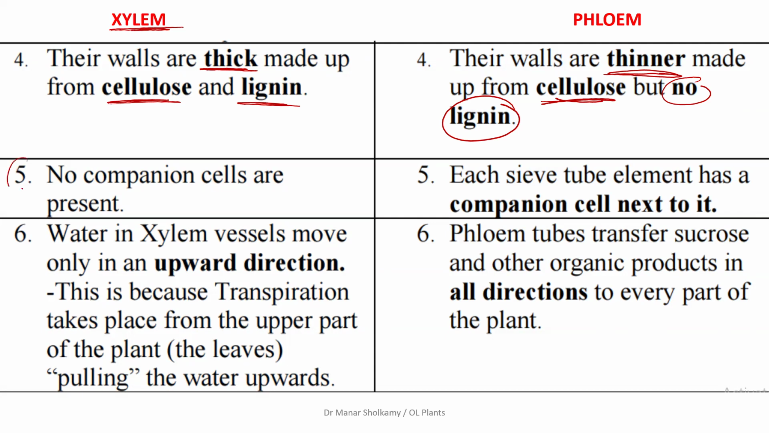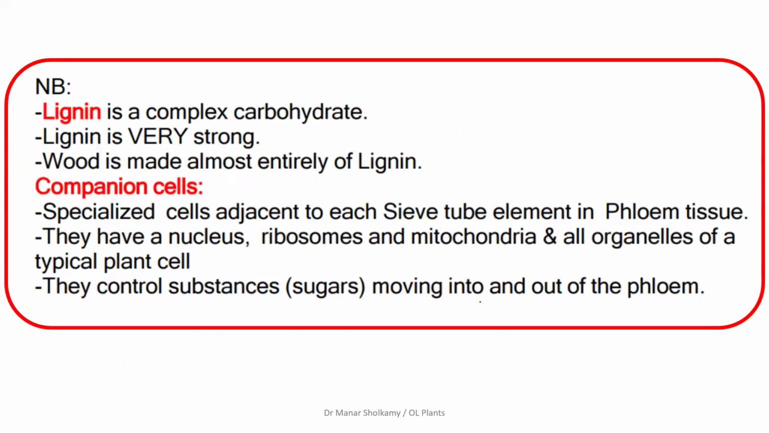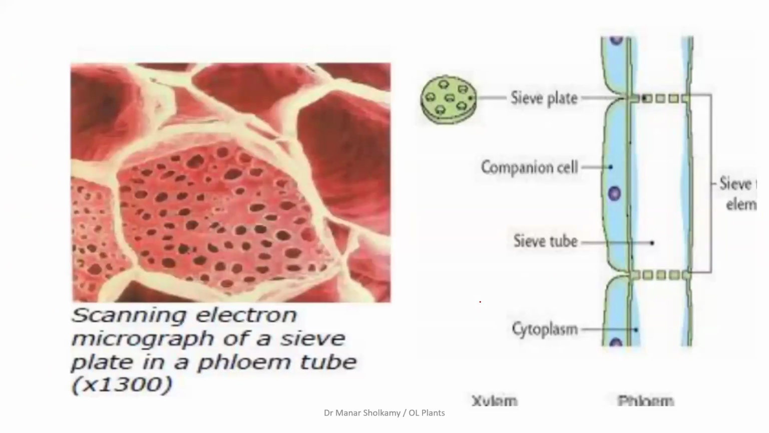Okay. Now let's skip number 5. I'll go back to it later. Number 6: water in the xylem moves only in one direction, upwards. This is because transpiration takes place from the upper part of the plant. Also, let's ignore this point. I'll explain it in detail when we discuss transpiration. Phloem, the sucrose and the amino acids move in all directions, not only in one direction. Now I will mention one last thing and then I promise I will let you go.